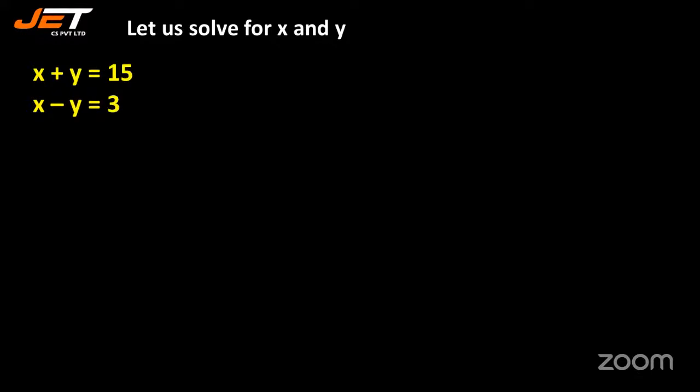Earlier sum we had this. Now how do we do this? If you are able to quickly solve it, you can put your answers in the chat box. Right, so let us add both. So you get 2x is equal to 15 plus 3, 18. So x is equal to 18 by 2, which implies x is equal to 9.